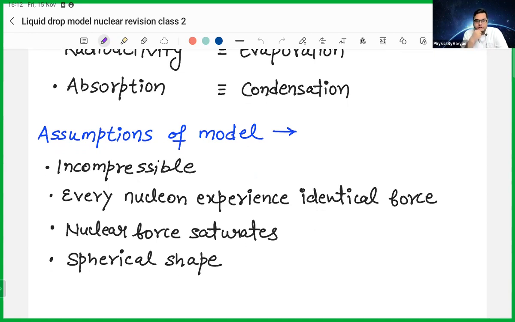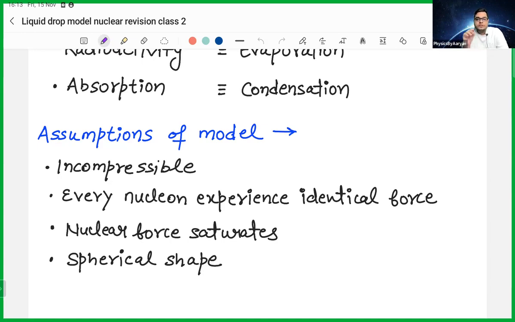What are the assumptions of this model? The first assumption is that it is incompressible. You cannot compress the liquid. Second, every nucleon experiences an identical force. So basically, for proton and neutron, the force between proton and proton is the same, the force between proton and neutron is also the same, and the force between neutron and neutron is also the same.